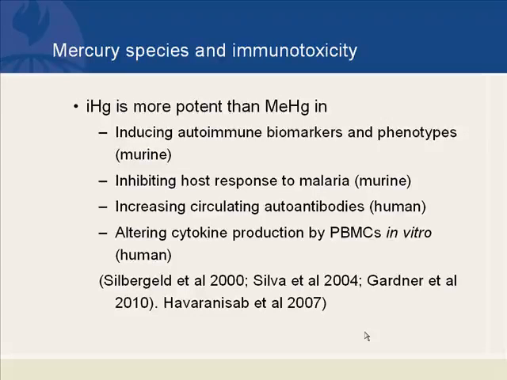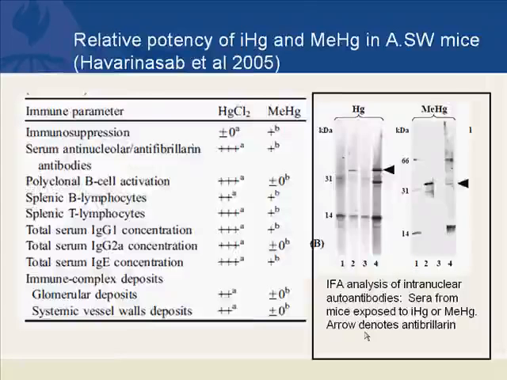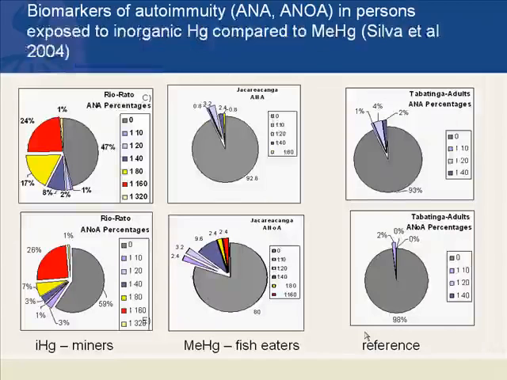So I indicated that inorganic mercury is also toxic, and in one specific way, it's clearly more toxic than methyl mercury related to immunotoxicology. It's more potent at inducing autoimmune biomarkers and phenotypes in mice, at inhibiting host response to malaria in a murine model, increasing circulating autoantibodies in humans, altering cytokine production by cells taken from humans, and this is a variety of work that we and others have done. I'm just going to skip forward to show you some of the human data.